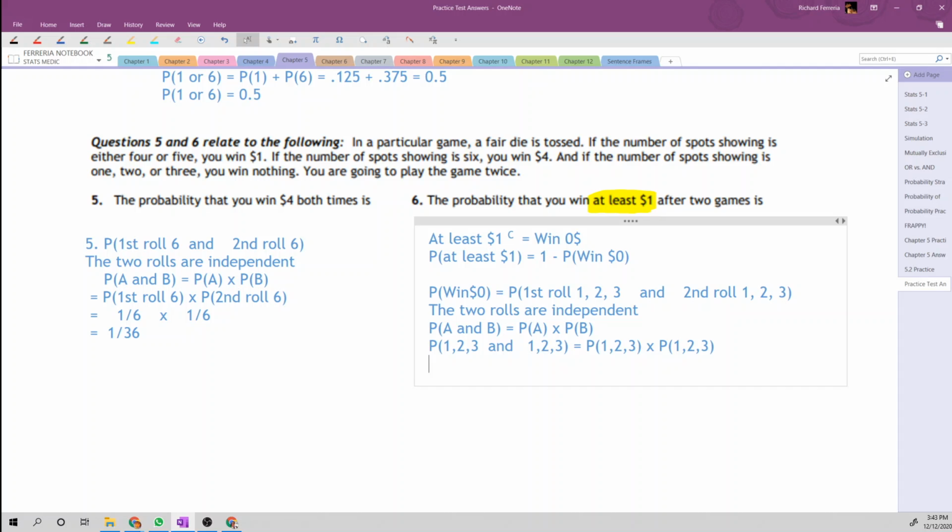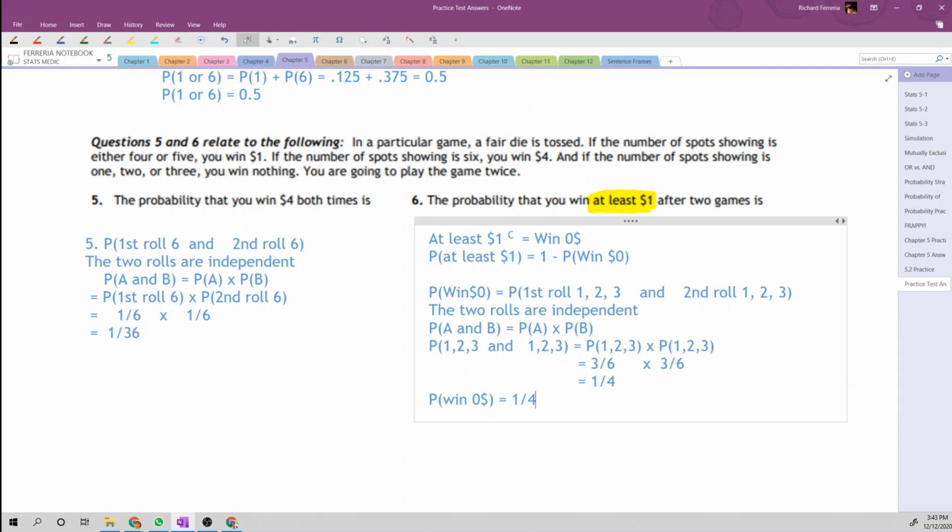So how many outcomes are favorable to rolling a 1, 2, or a 3? Well, that's just the 3 outcomes. 1, 2, or 3. So 3 outcomes out of the 6 outcomes that exist on the die. And then same thing here. How many outcomes correspond to a 1, 2, or 3? That's 3 out of the 6 outcomes. Multiplying all that together, you get 1/4. And so what we're saying is the probability of winning $0 is equal to 1/4.